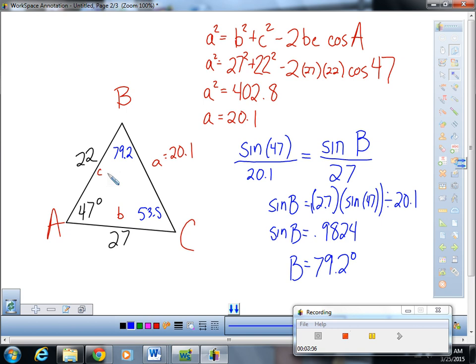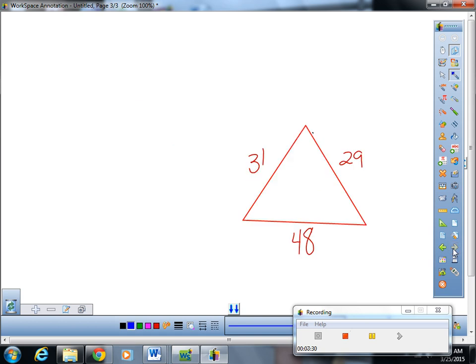So, that's the first version, when you're given the SAS. The SSS is going to be a little bit tougher, so let's do that one. We've got to call these things, so doesn't matter what we call them, but now we know that that's A, this one's B, and this one's C. So, it doesn't matter which one we use, so I'll say A squared.